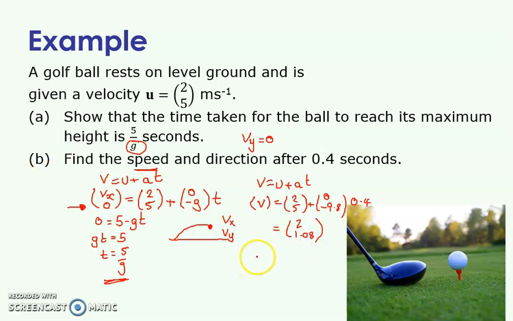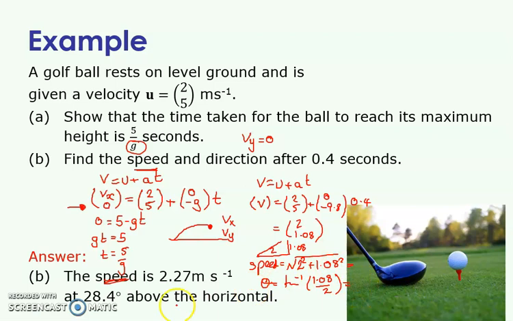Now, again, we do a similar thing. We say that means it's going 2 and 1.08. So you can use Pythagoras to get the speed. Speed is the square root of 2 squared plus 1.08 squared. And we can work out the angle, theta, by doing the inverse tan of 1.08 divided by 2. Now I'll leave you to type those into your calculators, but according to this, it says it's 2.27 and 28.4 degrees. So have a look at that and see if we've got those right. I don't know if we have or not.